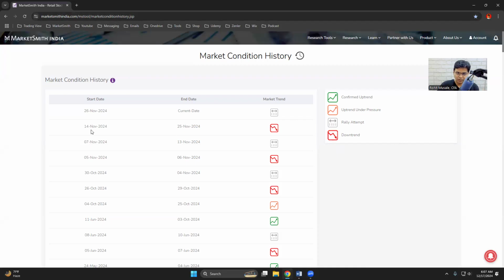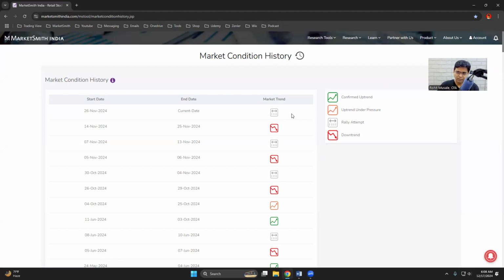It tells you from what date to what date the market was in what condition. So the market has been in a downtrend recently after 26th of October. It starts to attempt to make a rally, again goes into downtrend, again tries to rally, again goes into downtrend, again tries to rally. So you can see there is weakness in the market. Okay. That's what this page is all about.